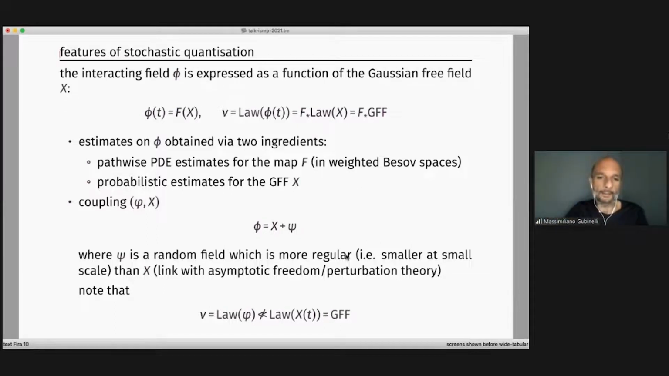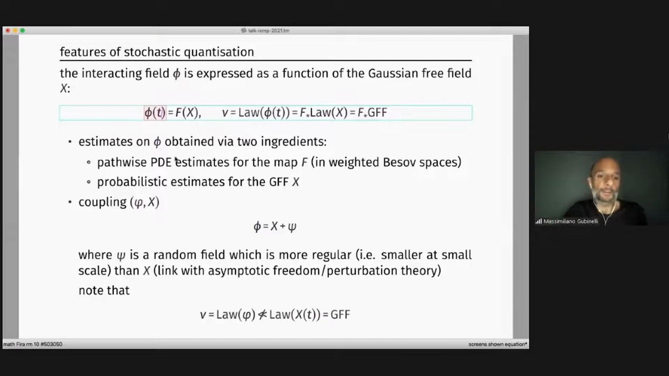Any of these kinds I described to you essentially give the same picture, that is, it constructs the interacting field as a function of the Gaussian free field. So you take a Gaussian free field and then you have a complicated nonlinear function which gives you the interacting field. So it's not about giving a density with respect to the Gaussian free field, it's more about the push forward of the Gaussian free field with respect to a pathwise given function. And then the analysis goes through estimates via PDE techniques and probabilistic estimates.